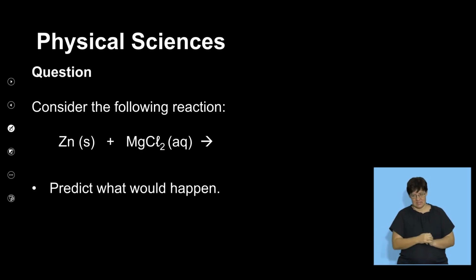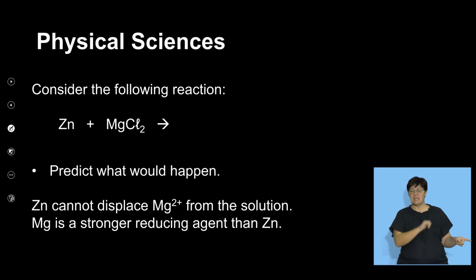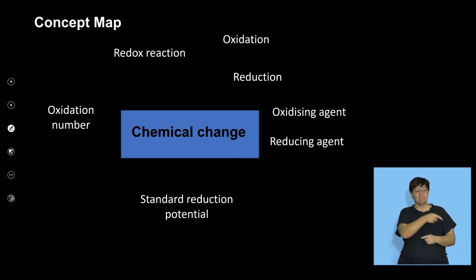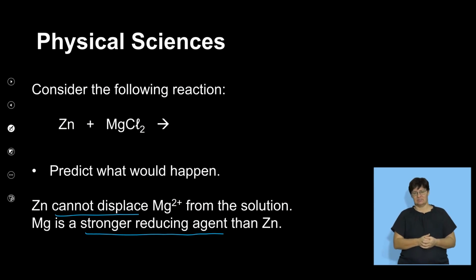Now predict what would happen. Is zinc going to displace magnesium? Definitely not. This reaction will not take place because magnesium shows a greater willingness to lose electrons than zinc. And then zinc cannot displace magnesium from the solution. So what does that say? It says to us that magnesium is actually a stronger oxidizing agent than zinc. Now, if we talk about the strength of a substance, if we have magnesium chloride, already here magnesium is Mg2+, while zinc has an oxidation number of 0. So if we compare the relative strength, it says to us that this reaction will not take place.